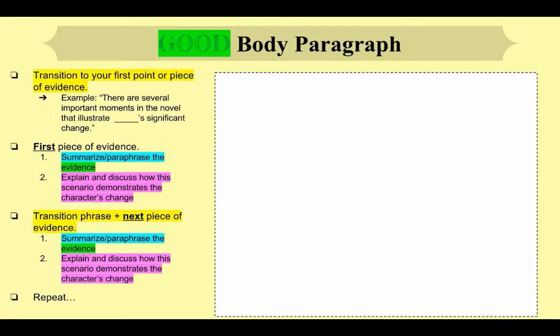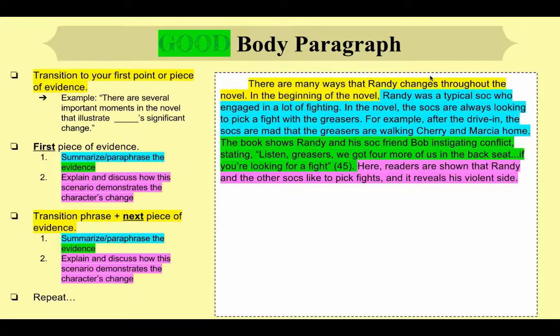In my example one, I have it color-coded to help make it easier. There are many ways that Randy changes throughout the novel. In the beginning of the novel, all of that is transitional language. That first sentence is a topic sentence that lets us know what this paragraph is going to be about. And then we're going to get into my first piece of evidence.